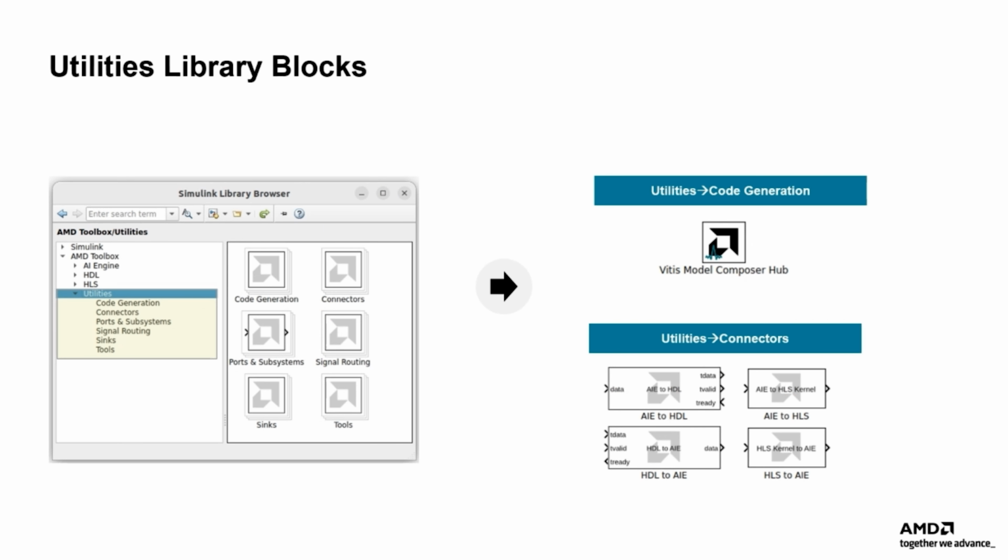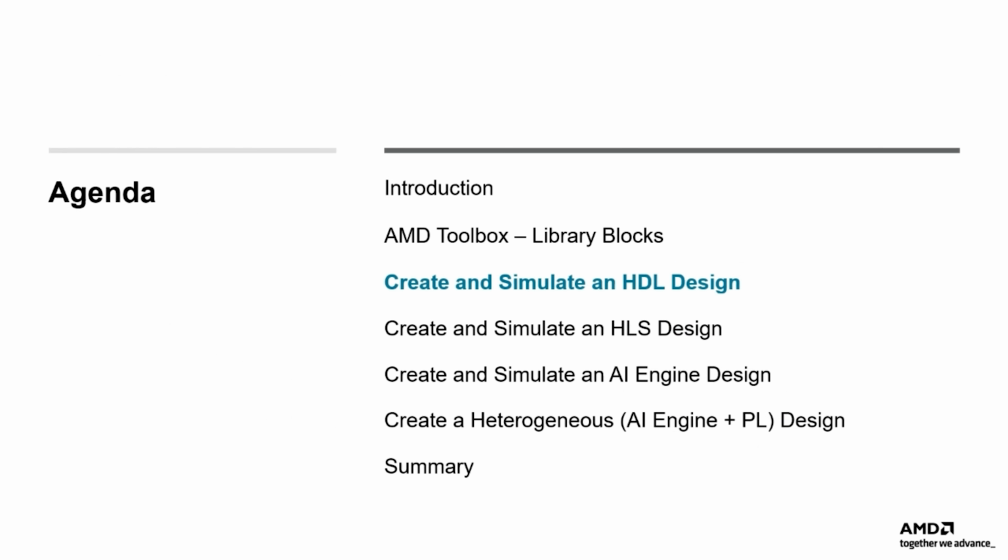The utility library in Vitis Model Composer contains common utilities such as Vitis Model Composer Hub, connectors used to generate output and analyze blocks that support connections between AI Engine, HDL, and HLS libraries, and other common utilities for building and debugging the application. Now let's look at how to create and simulate an HDL design.